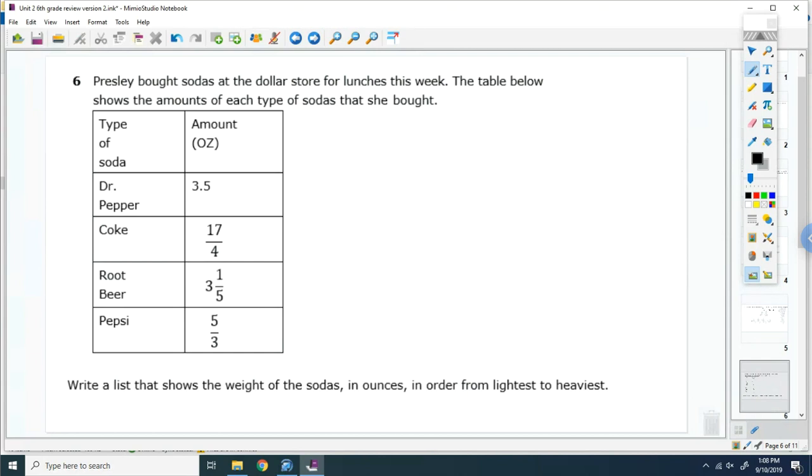Okay. Number 6. Presley bought sodas at the dollar store for lunches this week. The table below shows the amounts of each type of soda that she bought. So Dr. Pepper's already a decimal, so we're going to change Coke to a decimal. You can divide 4 into 17. 4 goes into 17 4 times.